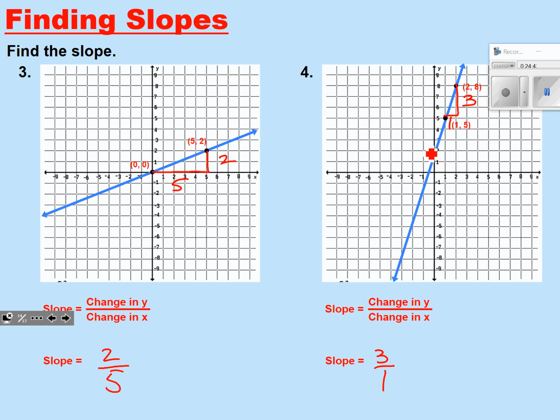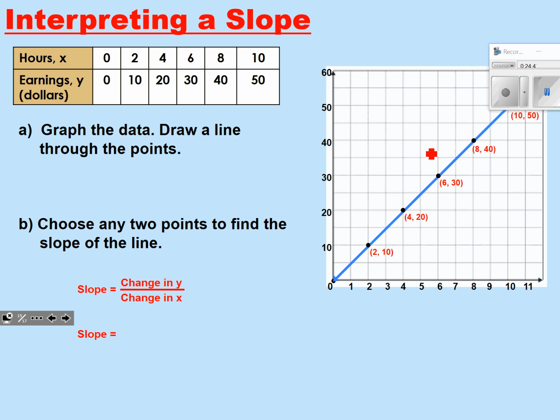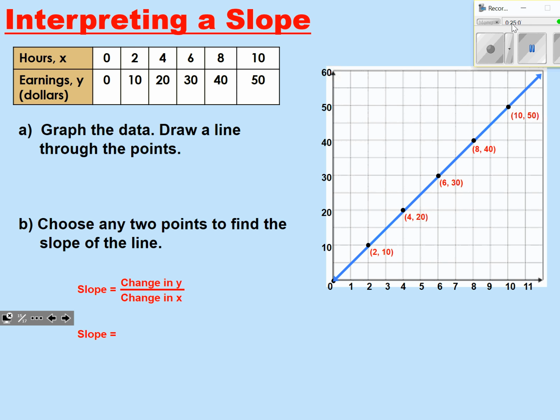We're almost done, guys. And lastly, what we're going to be doing is interpreting a slope using a table. It's hours x to earnings y. So I've kind of helped you guys out. What you're supposed to do is draw a line using that information, in which the x-axis is the hours, and the y-axis is the earnings, in dollars.